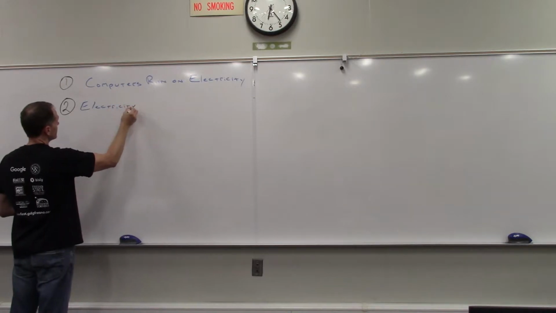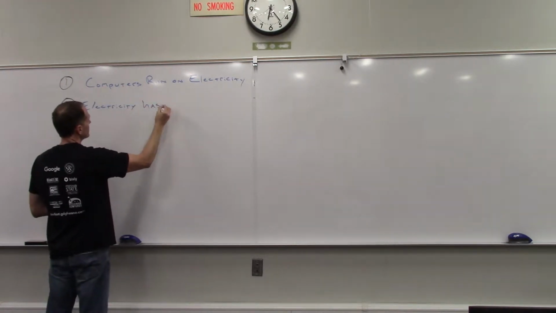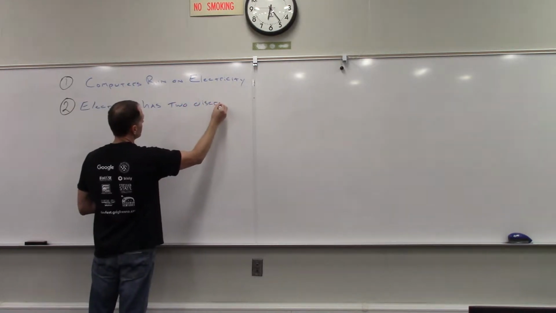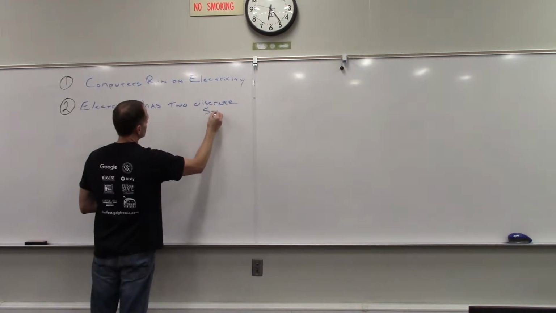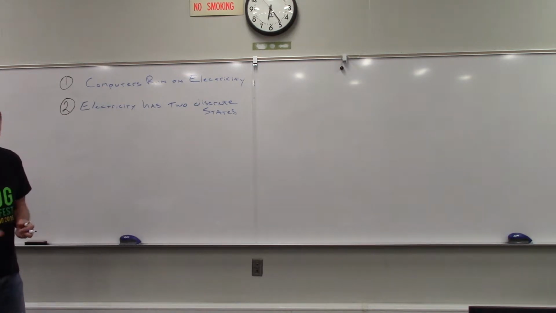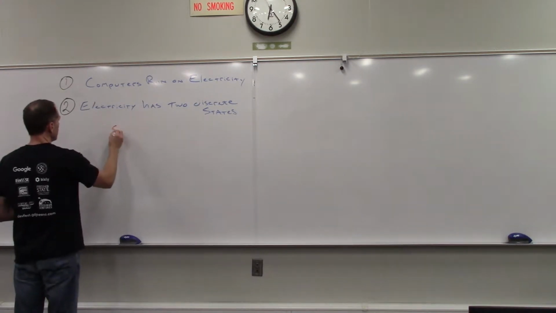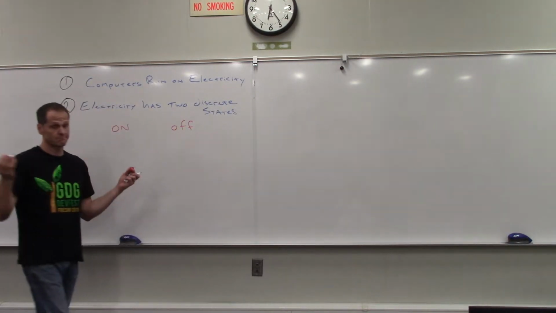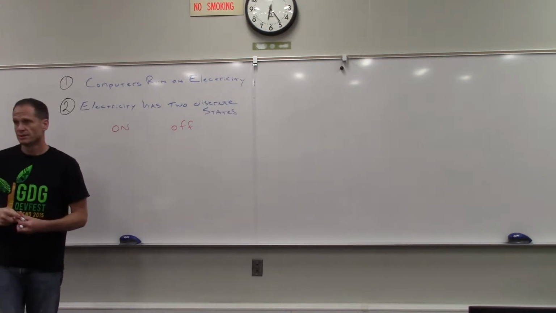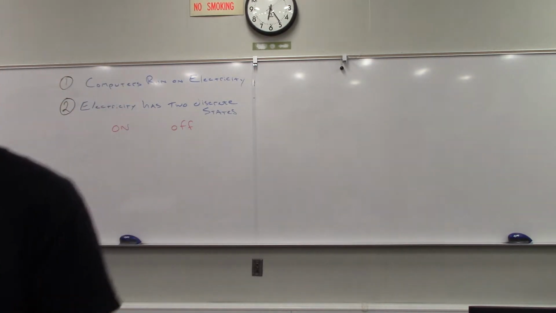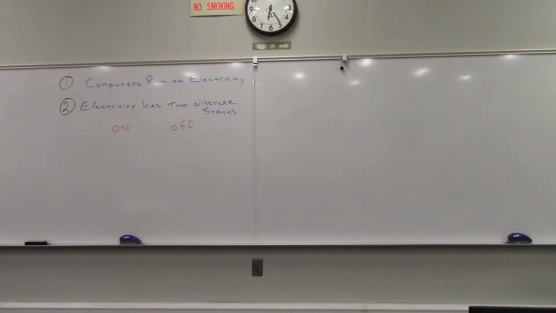electricity has two discrete states: on and off. That's your second point. So how do computers work? Computers run on electricity, and electricity has two discrete states, on and off.